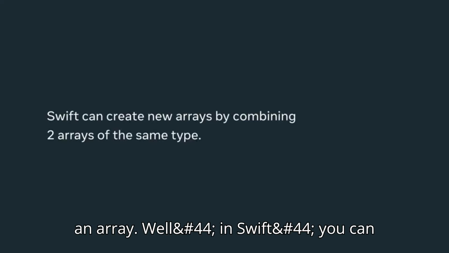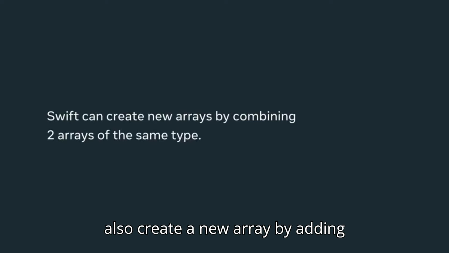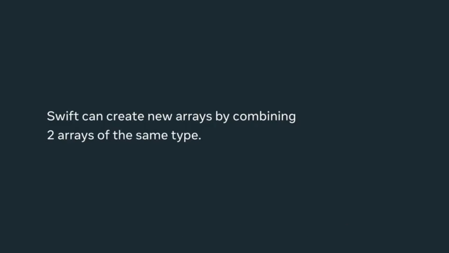Recall that you can store multiple values of the same type using something known as an array. Well, in Swift, you can also create a new array by adding together 2 existing arrays of the same type. Let me demonstrate this now.